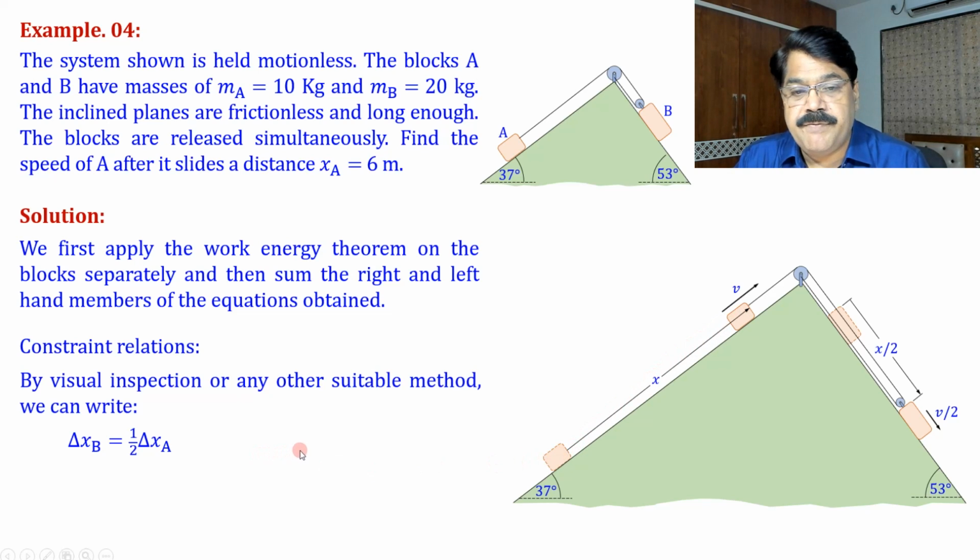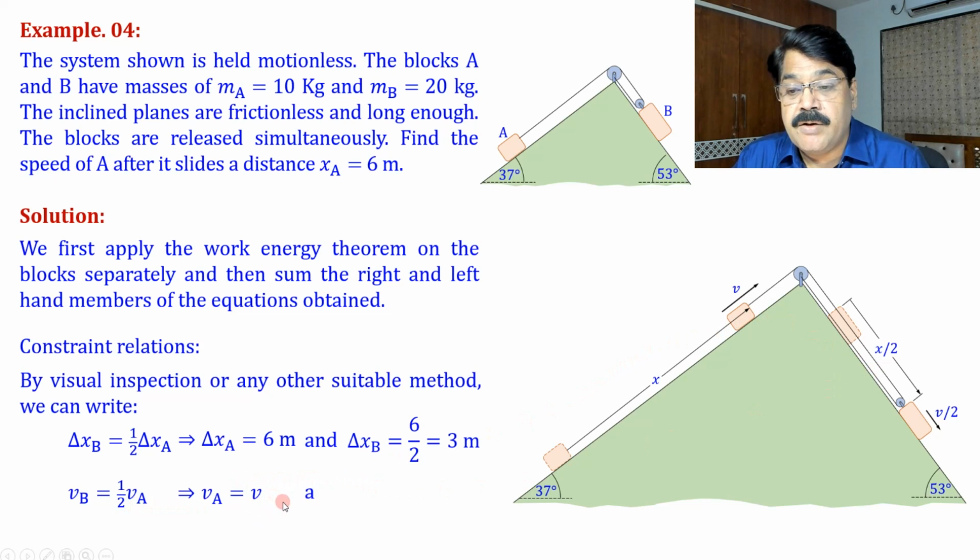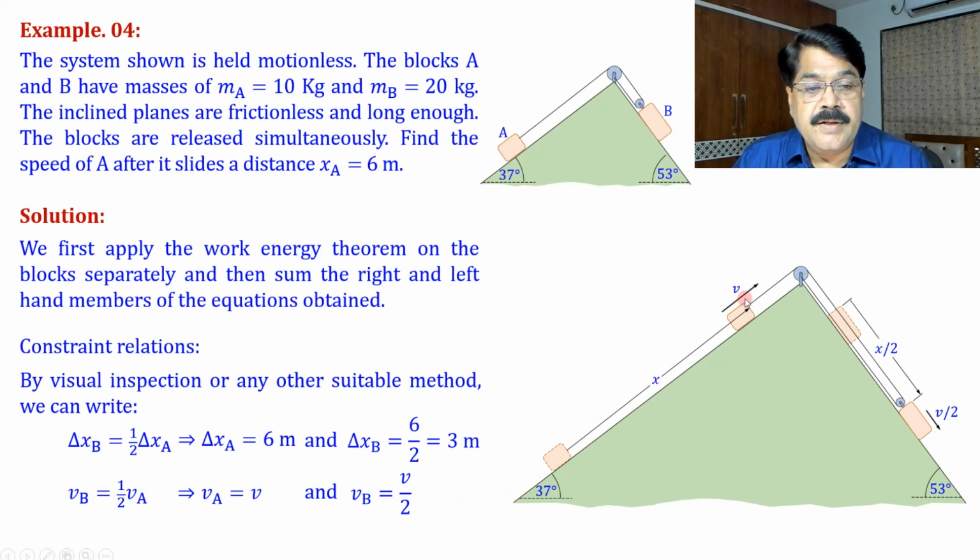It means if delta xA is equal to x, which is 6 meters, then delta xB will be 6 by 2, that is 3 meters. Now vB is equal to half of vA, as we have seen here. So if vA is equal to v, then vB is equal to v by 2. So we have written the initial and final speeds and the relation between their displacements. Now we can write the initial and final kinetic energies, and by drawing a free body diagram at some intermediate stage, we can write the expression for work done by all the forces on each particle separately.